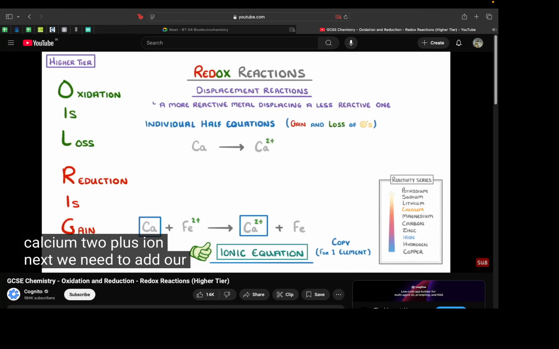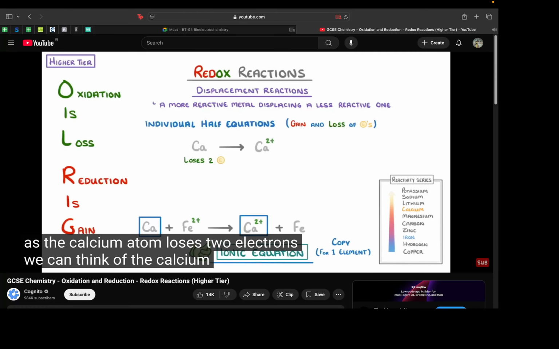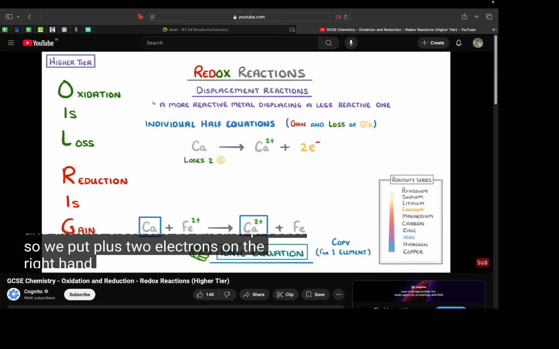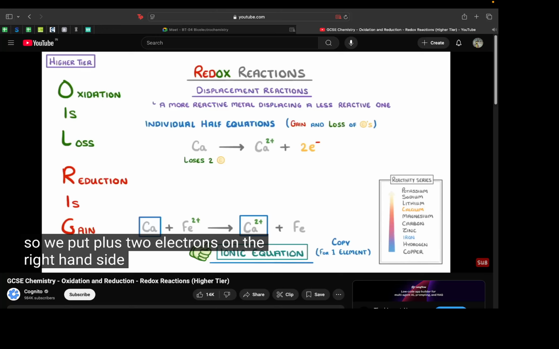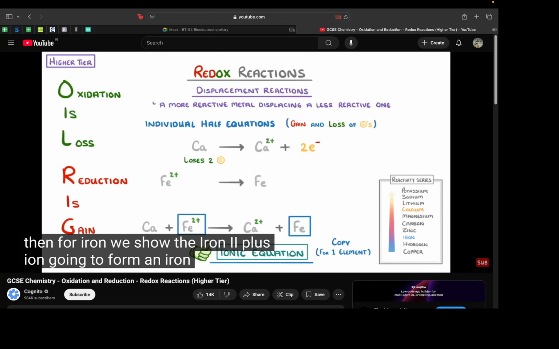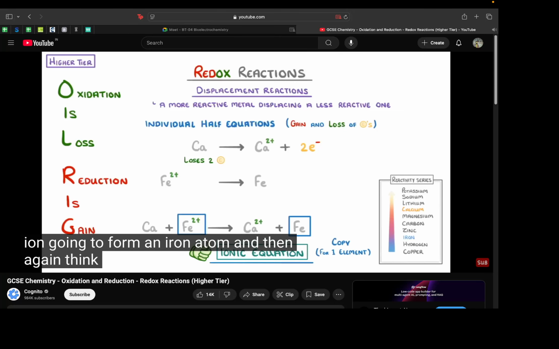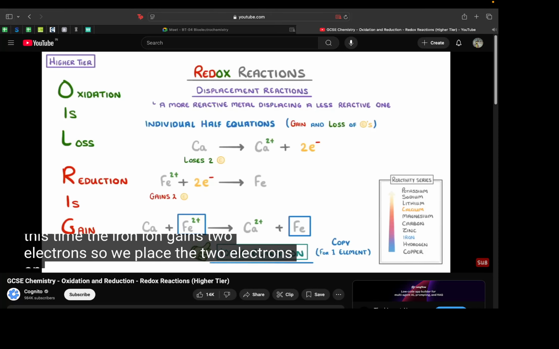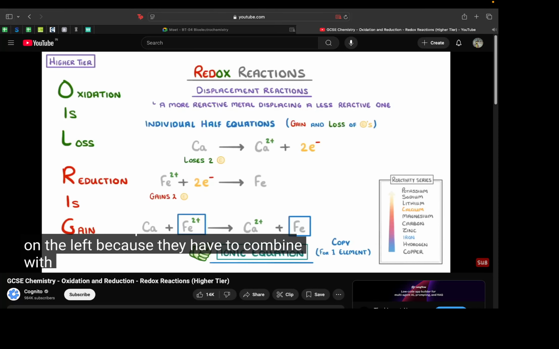Next, we need to add our electrons to make the charges balance. As the calcium atom loses 2 electrons, we can think of the calcium ion as one product, and the 2 electrons as another product. So we put plus 2 electrons on the right-hand side. Then for iron, we show the iron 2+ ion going to form an iron atom, and then again think about our electrons. This time the iron ion gains 2 electrons, so we place the 2 electrons on the left, because they have to combine with the iron ion.